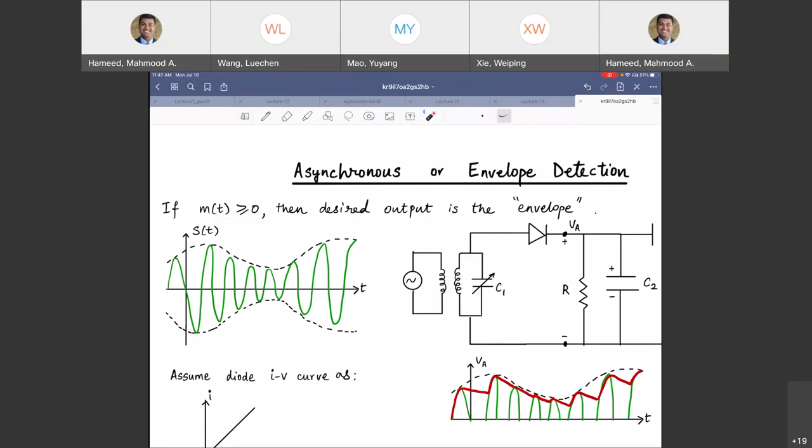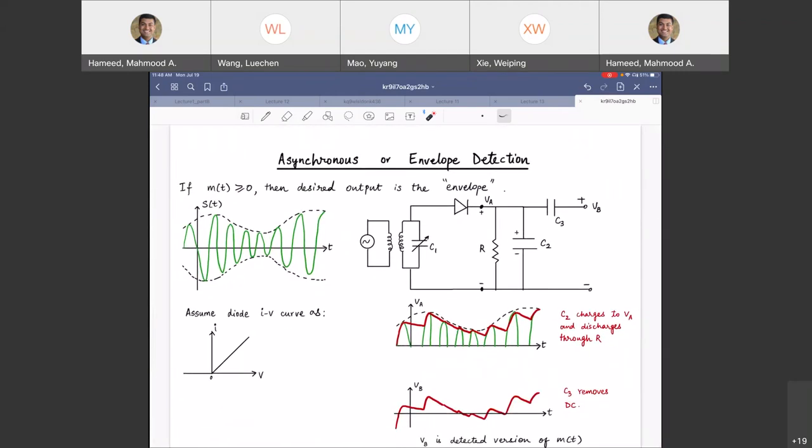What can you do to make sure of that? Well, if m of t was going below zero, you just add a bias to the message to bring it up. If you bring it up, you have added a bias, but you can make sure that it is always greater than zero. Now let's take a look at some other things that are happening over here with envelope detection.